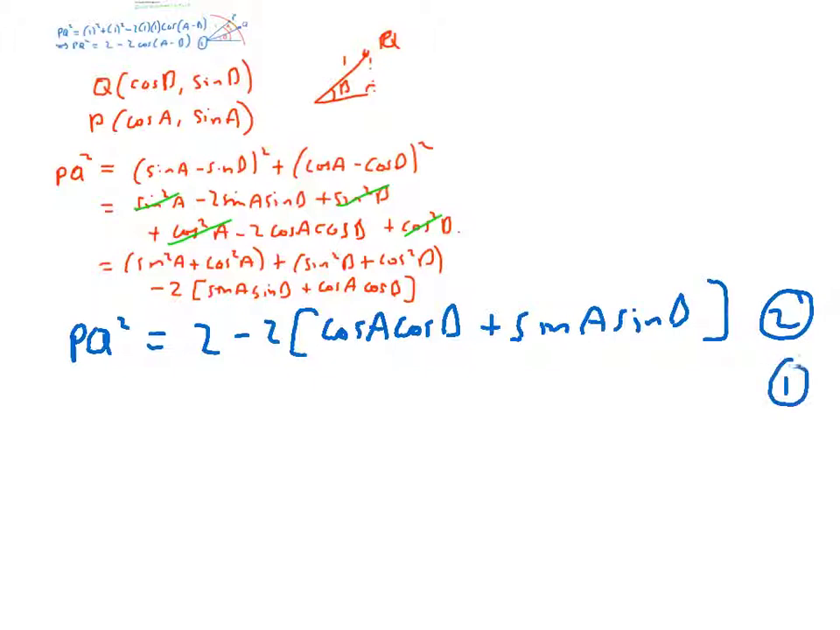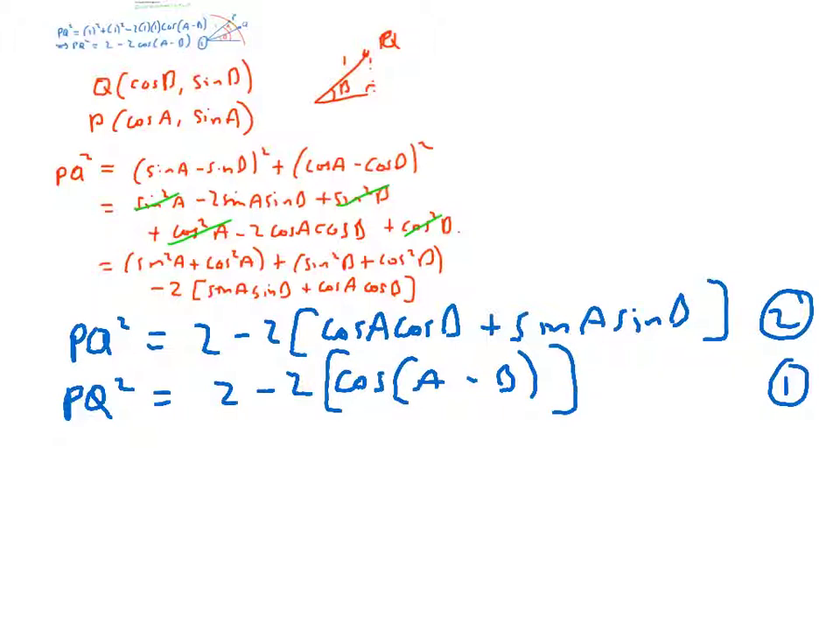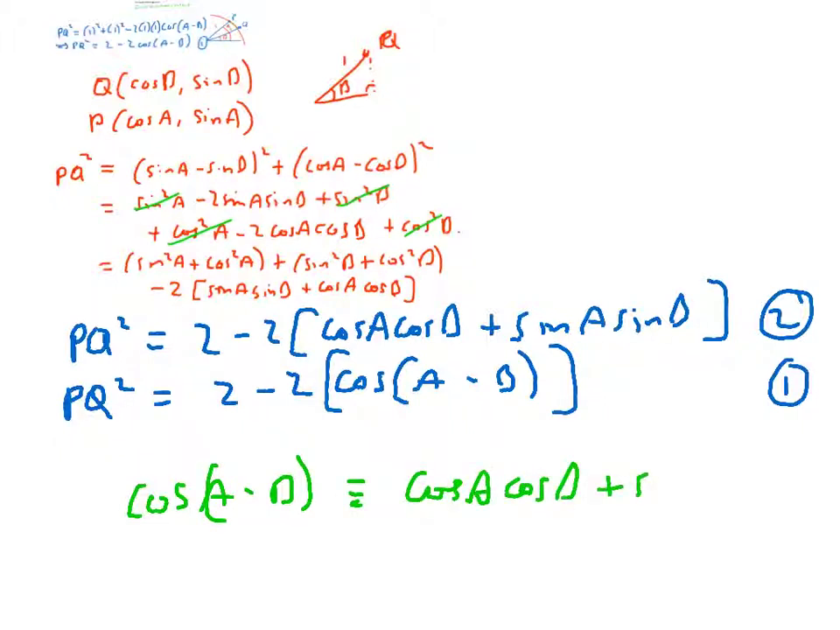So this is my second equation. My first equation told me that PQ squared equals 2 minus 2 cos A minus B. So since these two are the same, if I compare these two results, I can see that this thing must equal this thing. So therefore I've proved that cos A minus B is always equal to cos A cos B plus sine A sine B, which is our first major identity, and therefore addition formula.